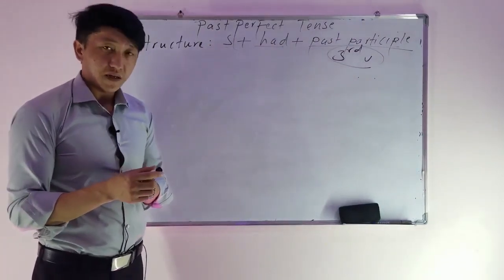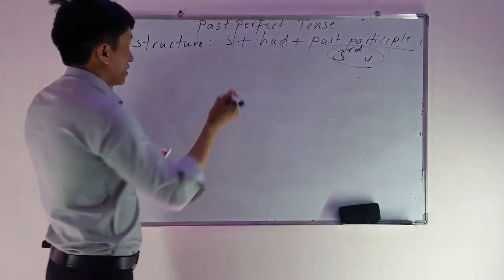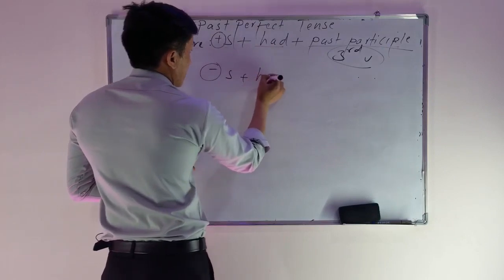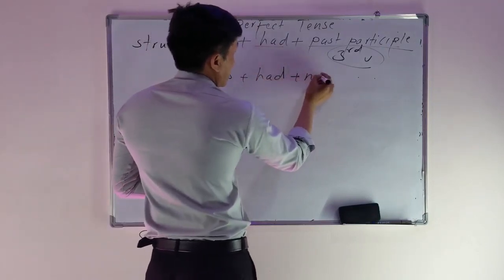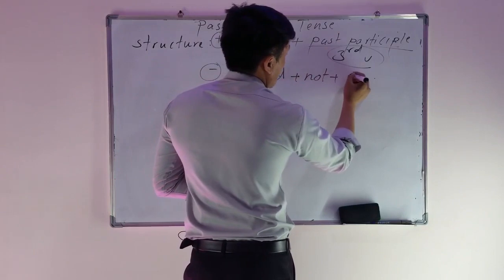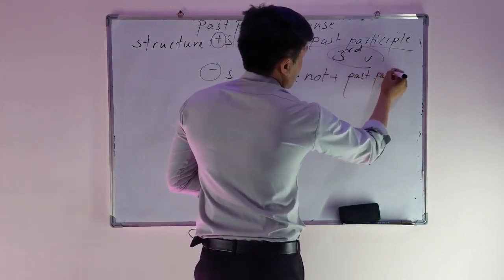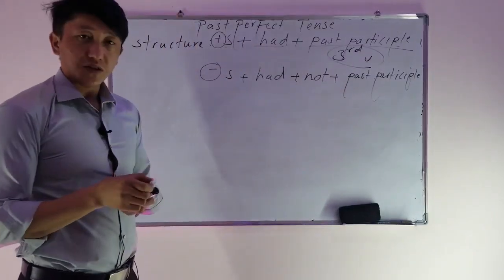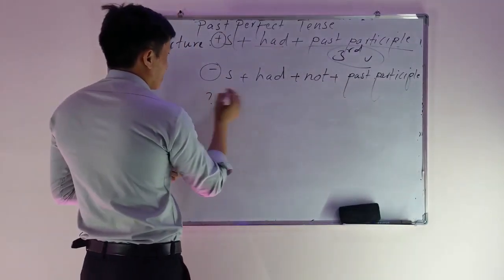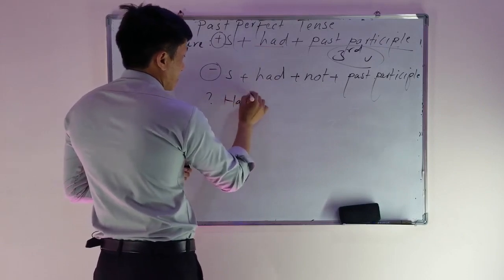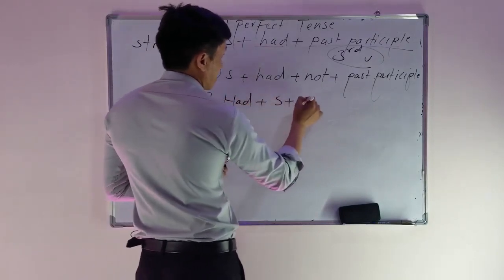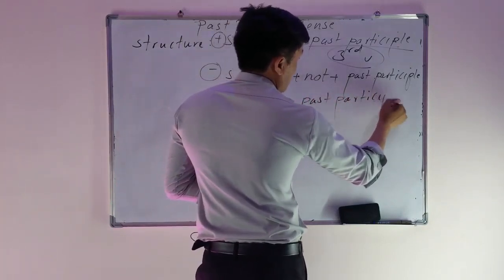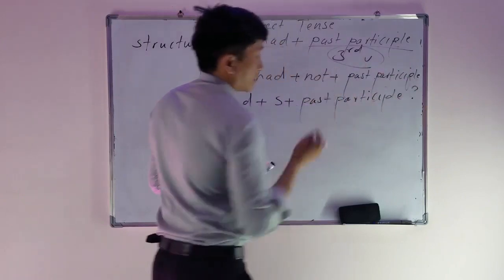This is the positive structure. If I want to change it to negative, we use subject plus had plus not plus past participle. This is the negative structure. And if I want to change it to the question form, we just bring the auxiliary verb had to the beginning, plus subject plus past participle, and a question mark.